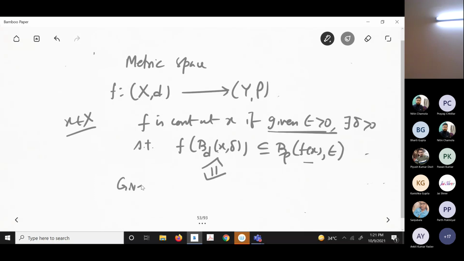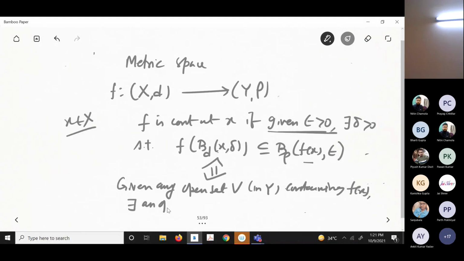Given any open set V in Y containing f(x), you can easily prove that there exists an open set U in X such that x belongs to U and U is contained in V. This you can prove. This is equivalent to this.